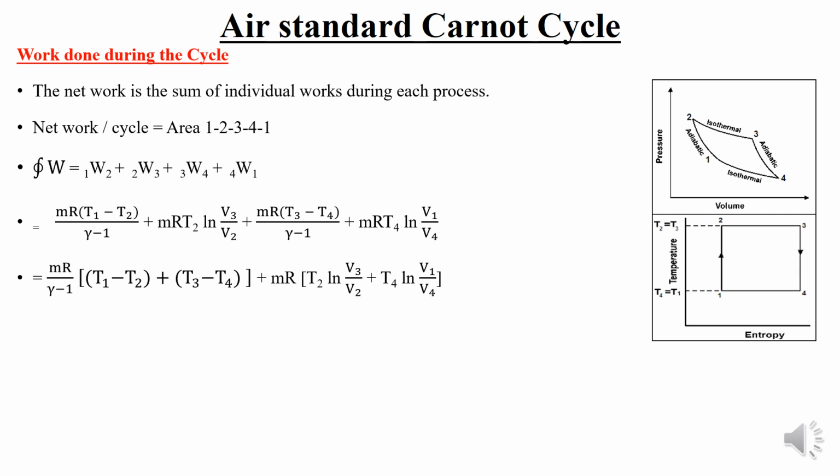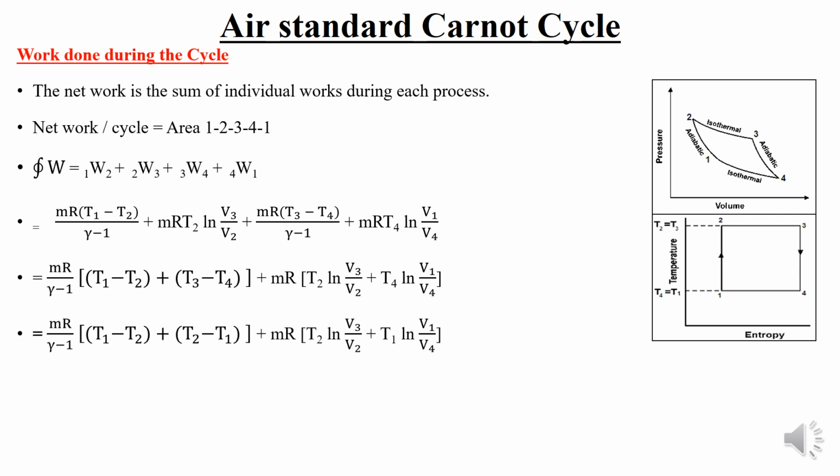Next, in all the equations in terms of MRT1, MR by gamma minus 1 is common, so take it outside from this equation and this equation. What you will get is T1 minus T2 plus T3 minus T4. And over here, in the second and fourth terms, MR is common, so what you will get is T2 ln V3 by V2 plus T4 ln V1 by V4.